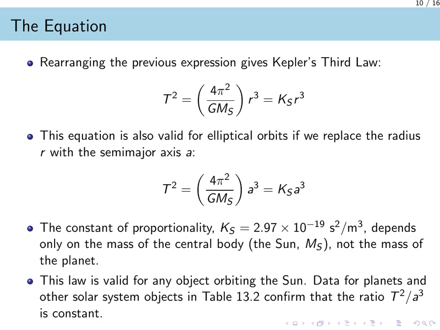This means the ratio of T squared over a cubed is the same for every object orbiting the Sun, from the planet Jupiter to the smallest asteroids. The square of an object's period is proportional to the cube of its semi-major axis, and this relationship is governed only by the mass of the Sun.